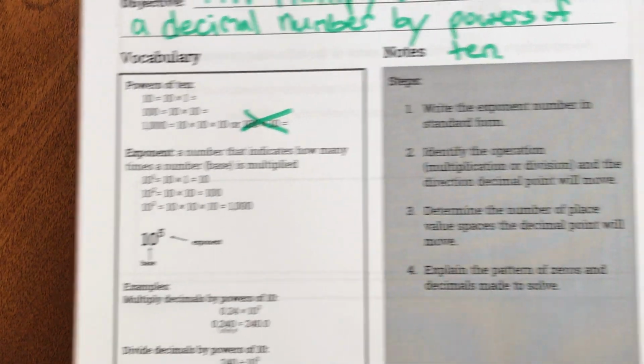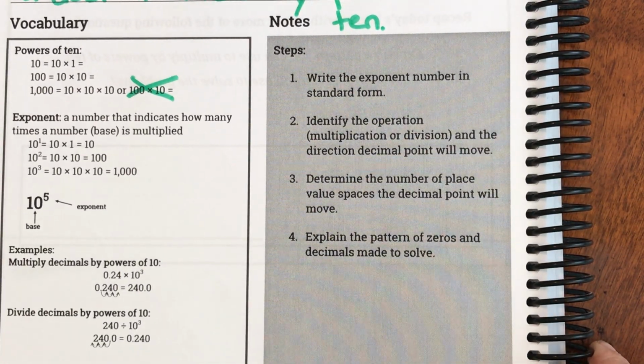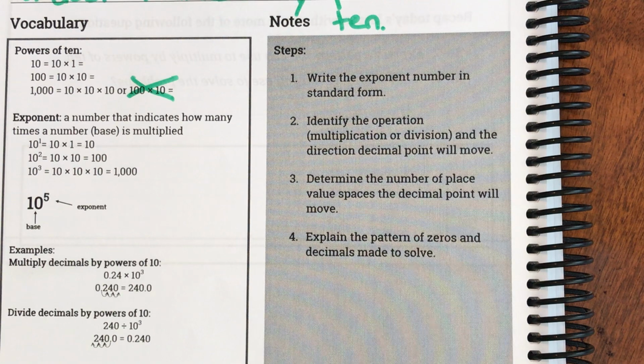But we are going to kind of look at our steps because we're going to keep them as is today. They're written really well. So first it says we're going to write the exponent number in standard form. So this is what we did in our last lesson, and I probably used the incorrect terminology saying we were going to decompose it. We really just are going to write it in standard form. Then we're going to identify the operation, multiplication or division, and the direction the decimal point will move.